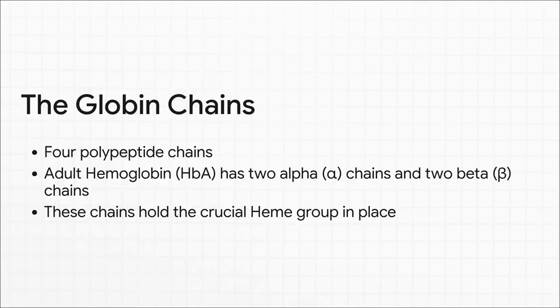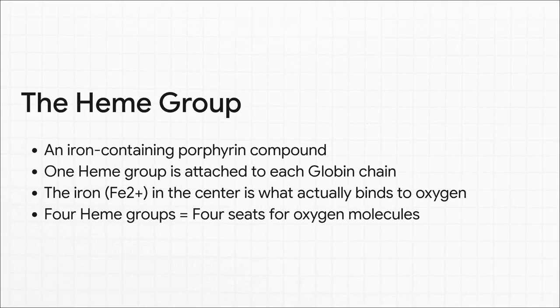So first up, you've got the protein part, the globin chains. Just picture this as the actual frame of our taxi. It's built from 4 separate polypeptide chains, and in adults, we're talking 2 alpha and 2 beta chains. Their whole purpose is to create a nice, stable structure to hold the really important part, which is the heme group.